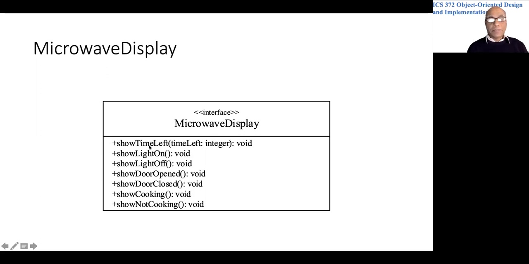You can have this specification implemented in a very elaborate way, which we are not going to do, or in a very simple way, which we have done. So no matter what kind of display you have, it has to show the time left. It has to turn the light on and off. And then it has to open the door and close the door, and show the cooking process and show that it is not cooking, etc. So we are not going to have anything very elaborate, as we have just seen in the display.